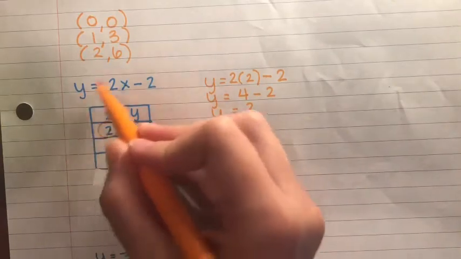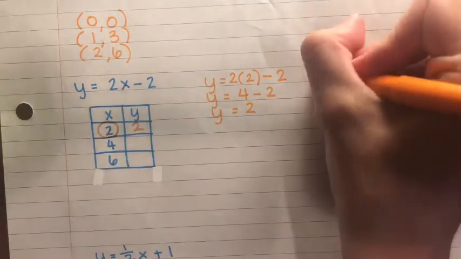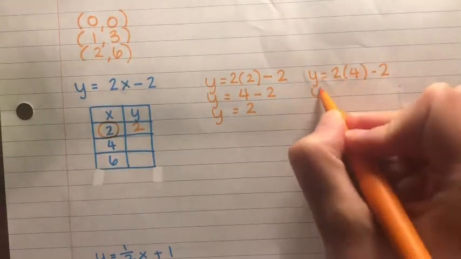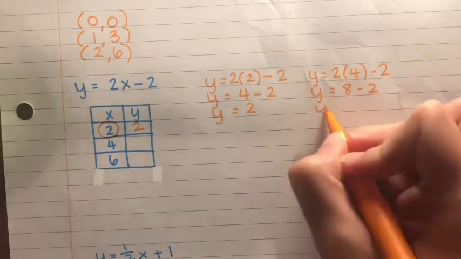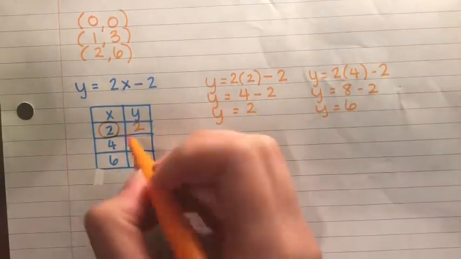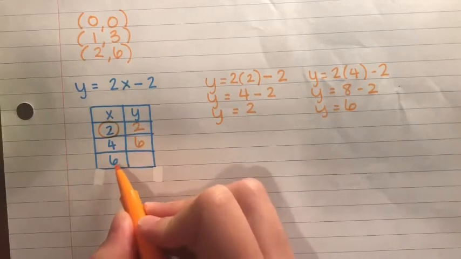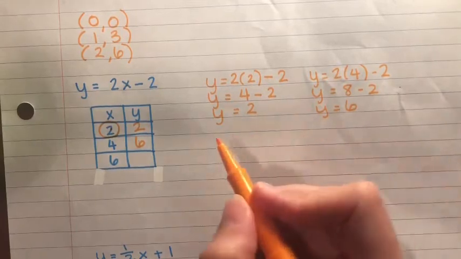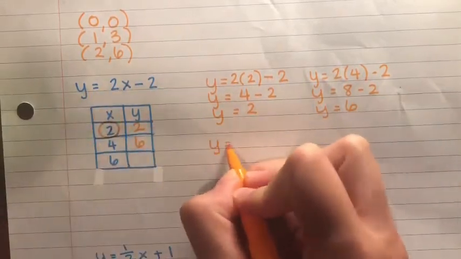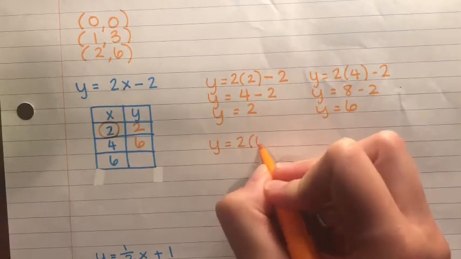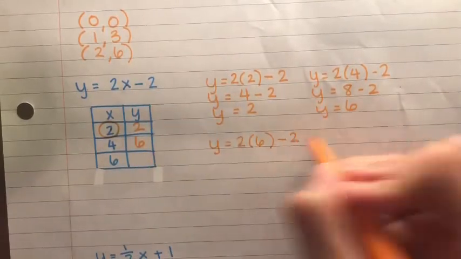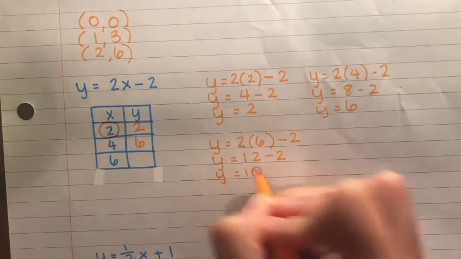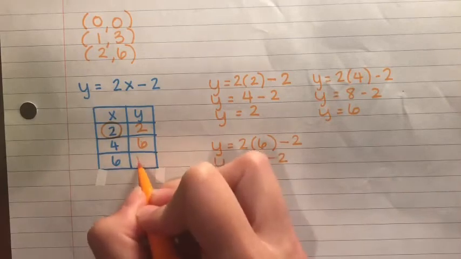Okay, next, when x equals 4, we want to plug that in. So y equals 2 times 4 minus 2. y equals 8 minus 2, or y equals 6. So when x equals 4, y equals 6. And last, we want to take 6 and substitute it for x. So this is y equals 2x, which is 6, minus 2. y equals 12 minus 2, y equals 10. So when x equals 6, y equals 10.